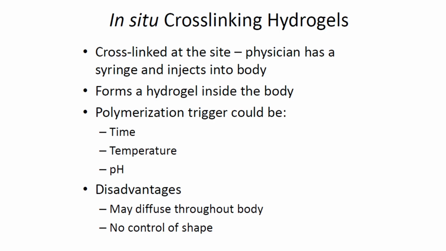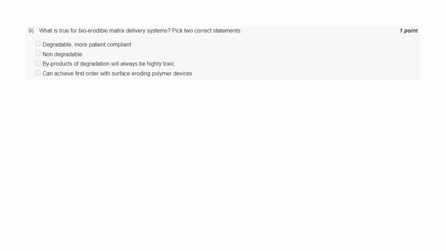If no doubts in this, I'll move ahead. The next question is, what is true for bioerodible matrix delivery systems? We have to choose two correct statements. Degradable, more patient compliant. Non-degradable, byproducts of degradation will always be highly toxic. It can achieve first order with surface eroding polymer devices. Answers?